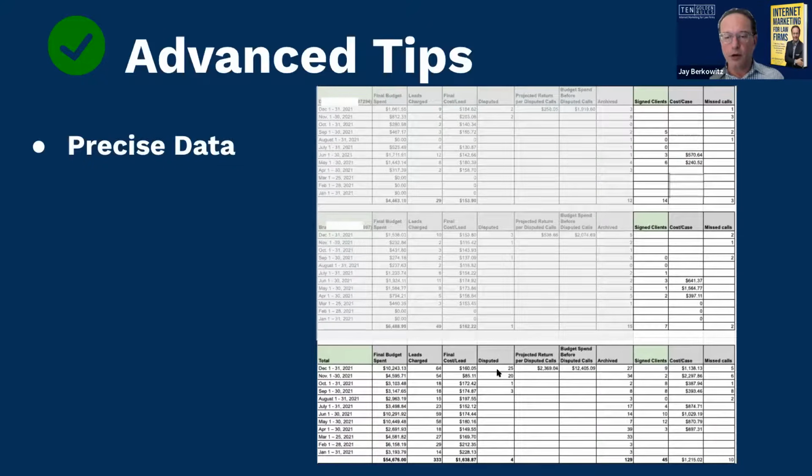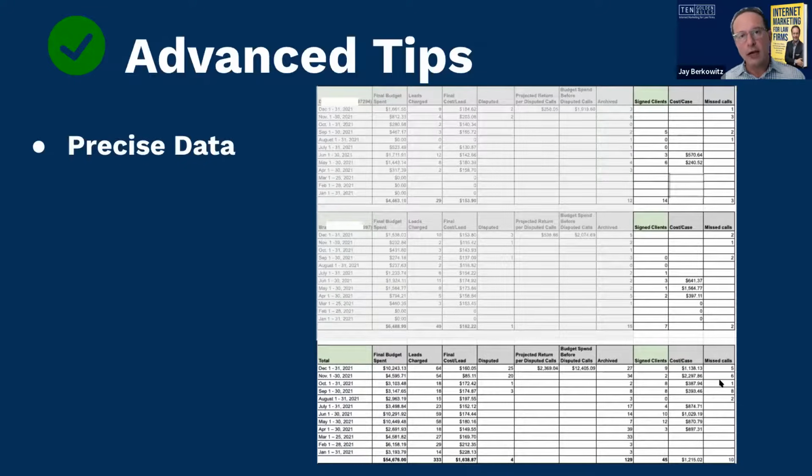The disputed are calls that we're now disputing. So we started tracking that. We started tracking our projected return on disputed. So our budget before disputed calls, then how many got archived, how many signed clients, and the cost per signed case. It bounces around a little bit, but somewhere between 300-400, which is great for a car accident case. This is a very expensive market. And we're also now tracking the missed calls.